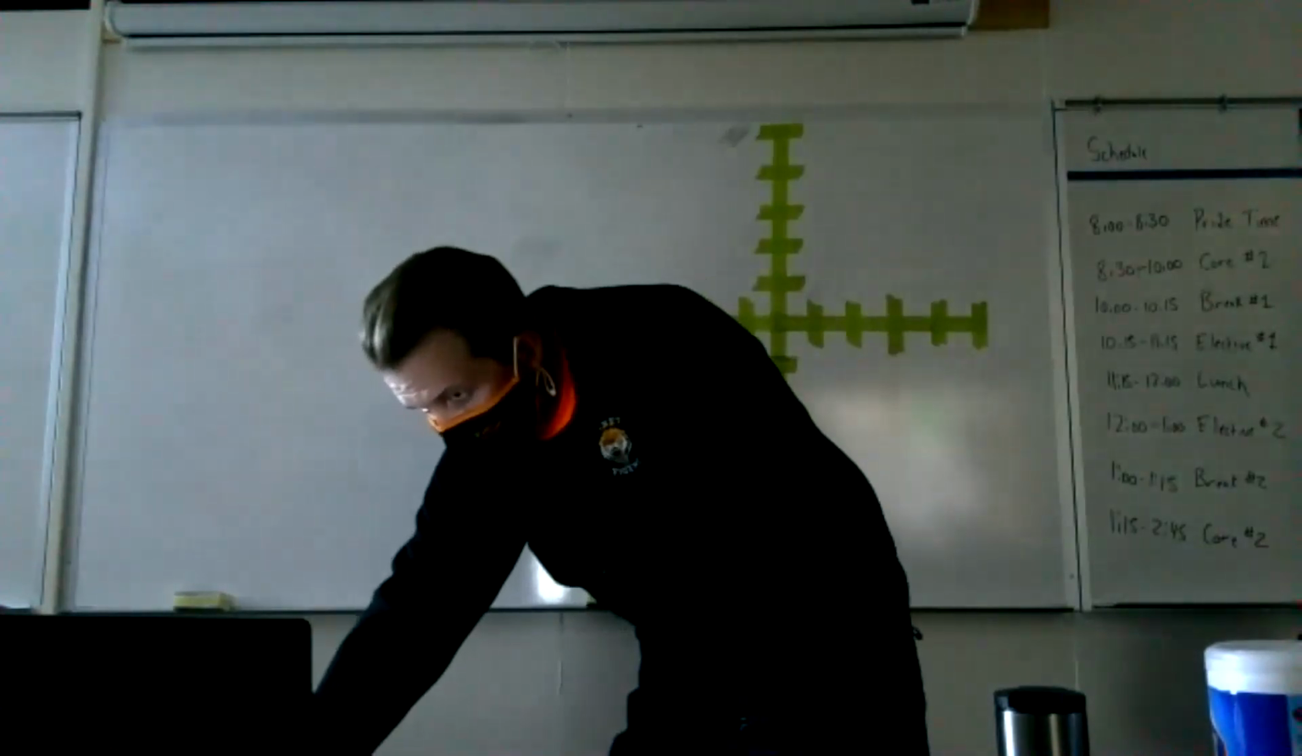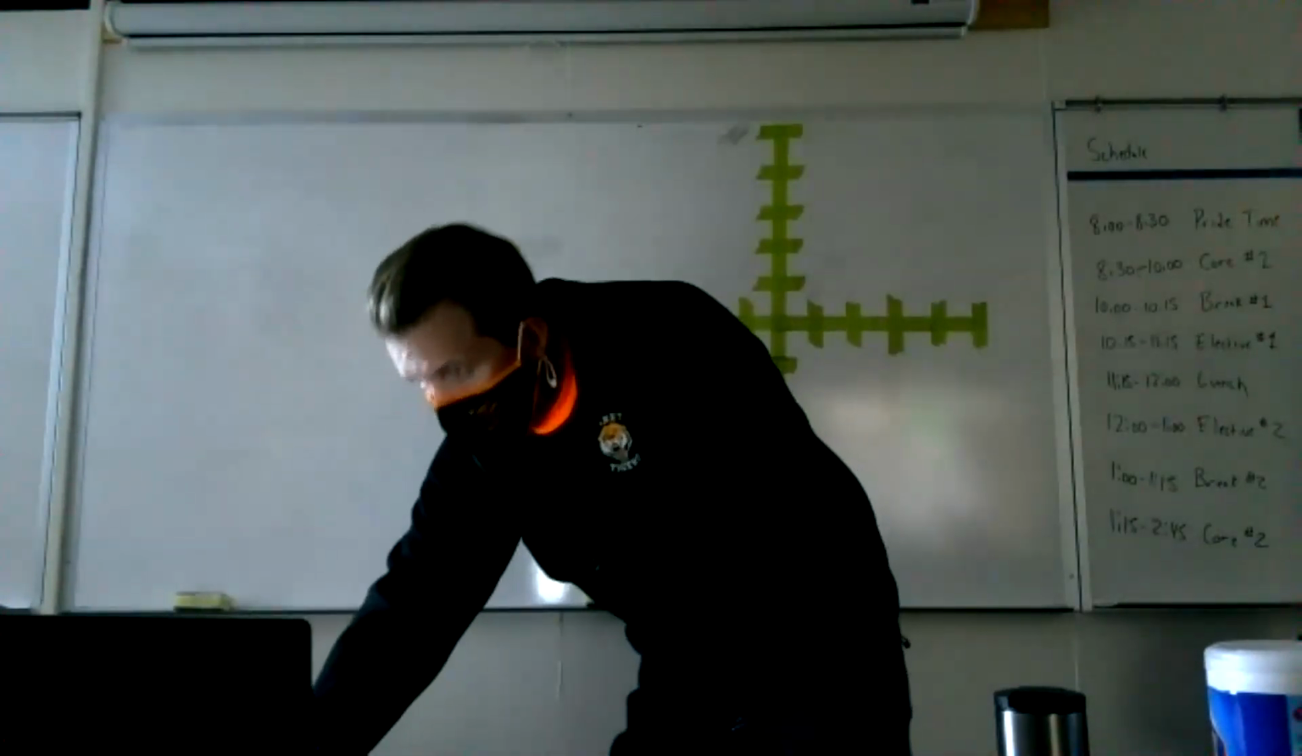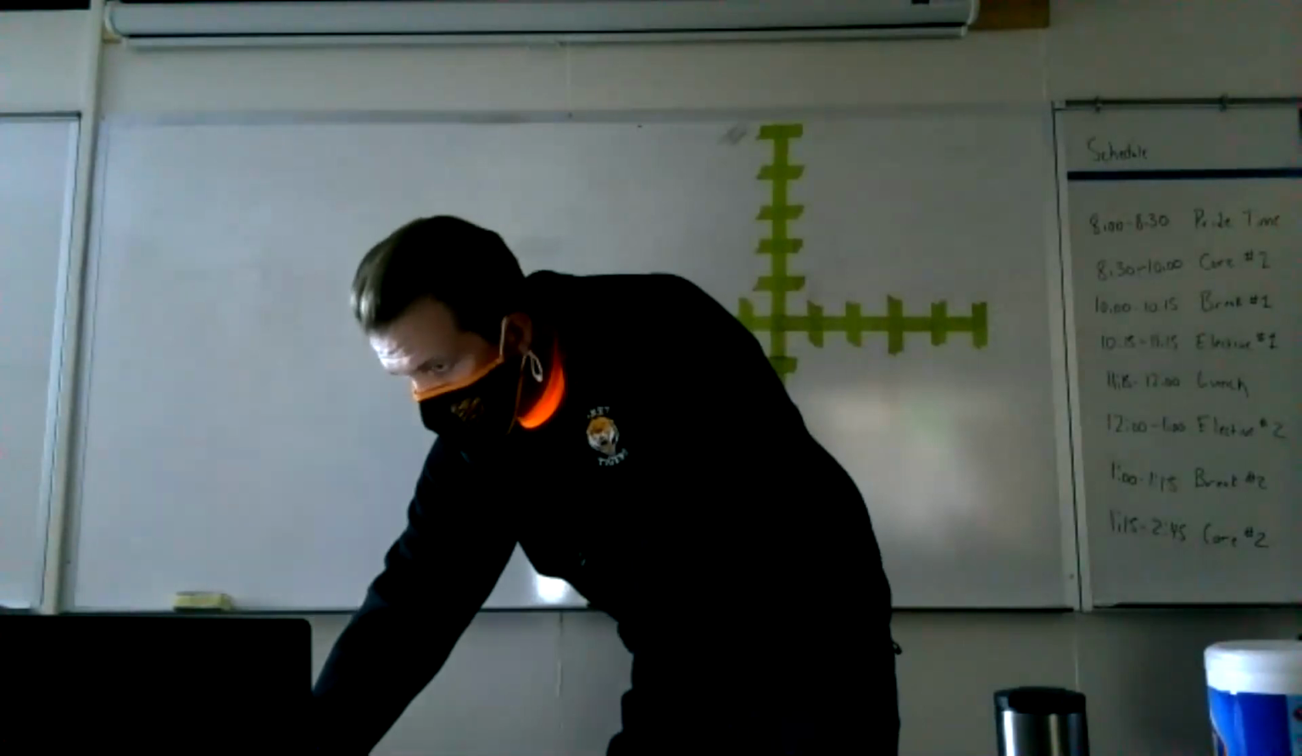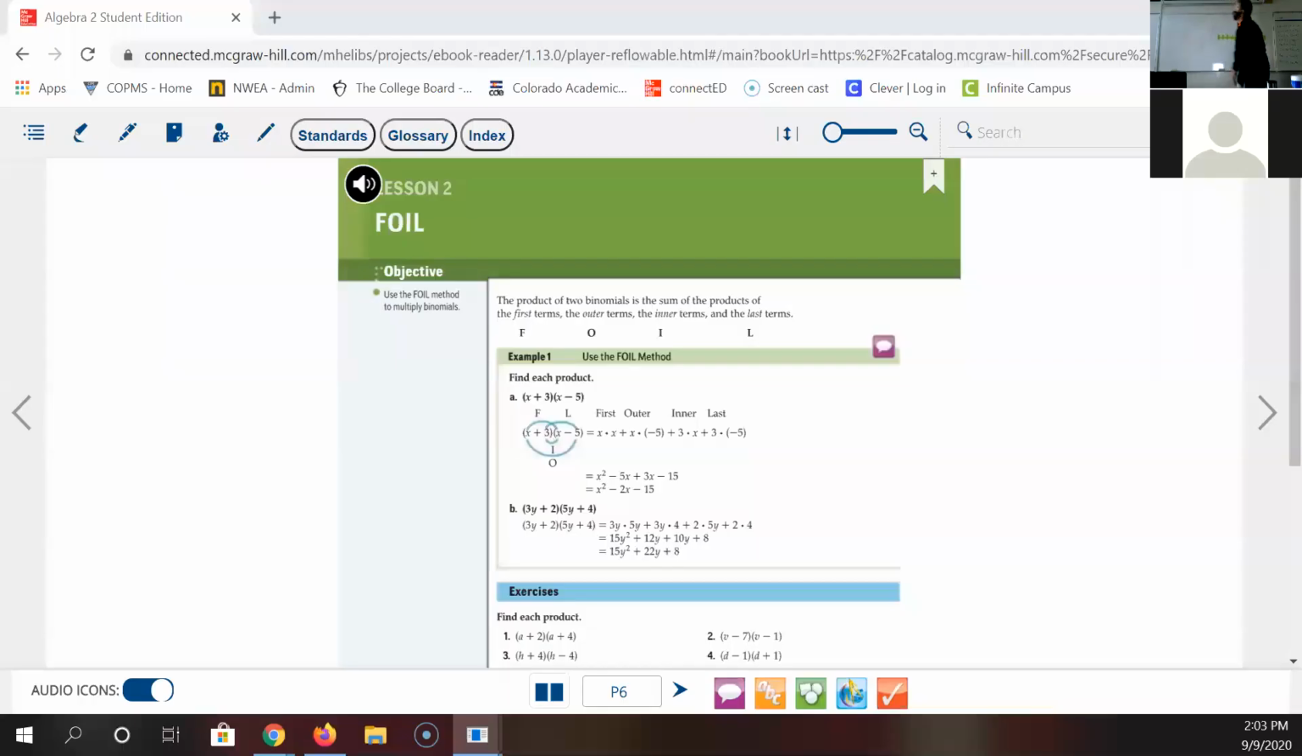Okay, page P6 looks like this. It has FOIL at the top, and you can see it has example 1. So FOIL is a method that we use when we're trying to multiply binomial terms. So if we look here on the first example for A, we have x plus 3 and x minus 5, okay?